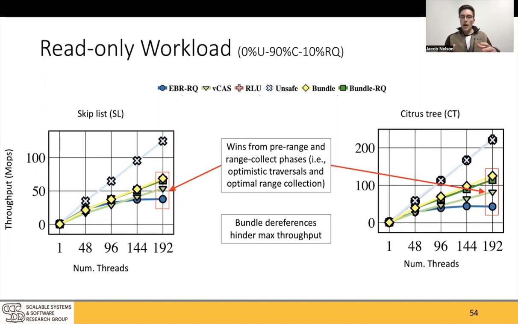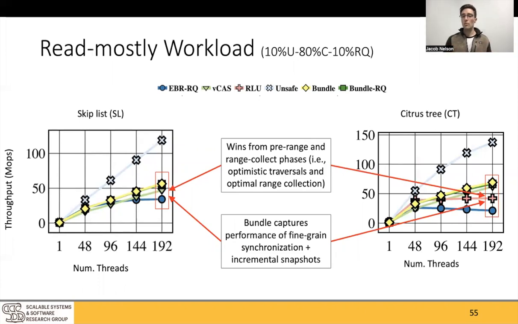Okay, so I just want to take a step back and talk about what the actual data structures are that we're seeing here. This is going to be the same set of data structures we'll see in the next couple slides as well. On the left, we have our skip list, and on the right, our citrus tree. We're varying the number of threads, and we're looking at the throughput. So again, really here, we're just seeing that our optimistic traversals and our incremental approach pay off.